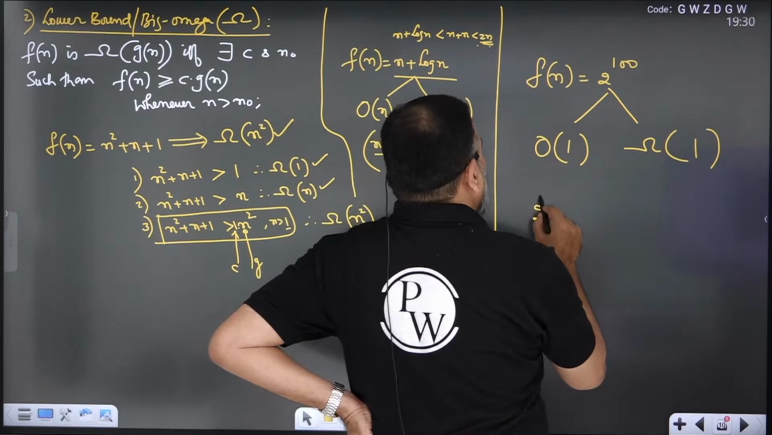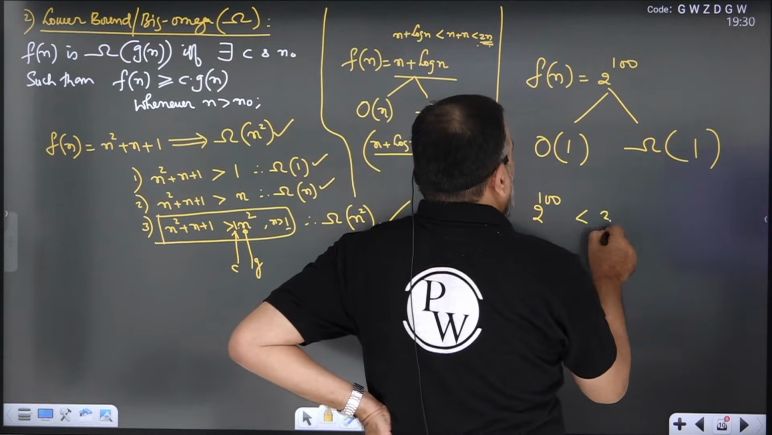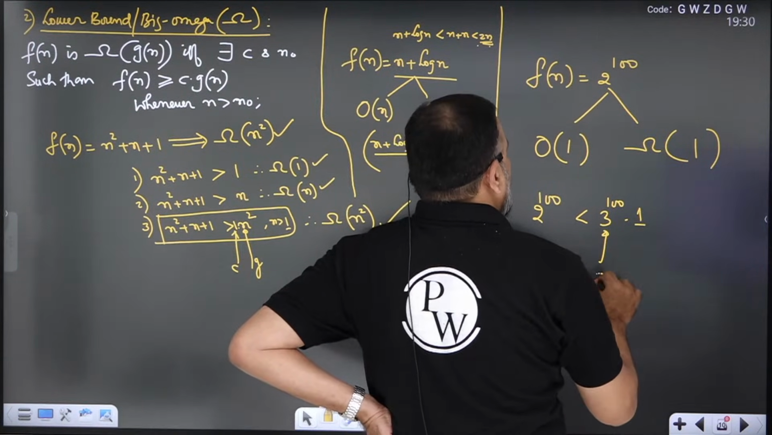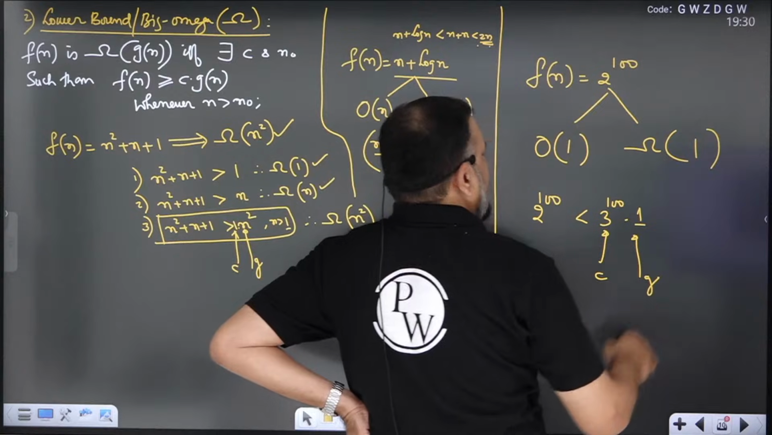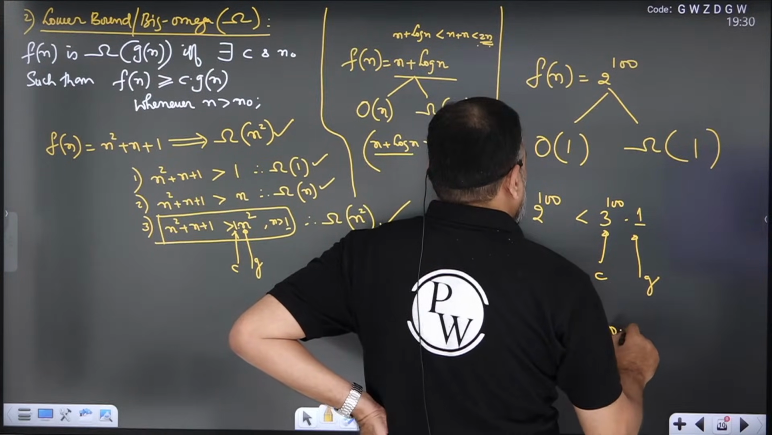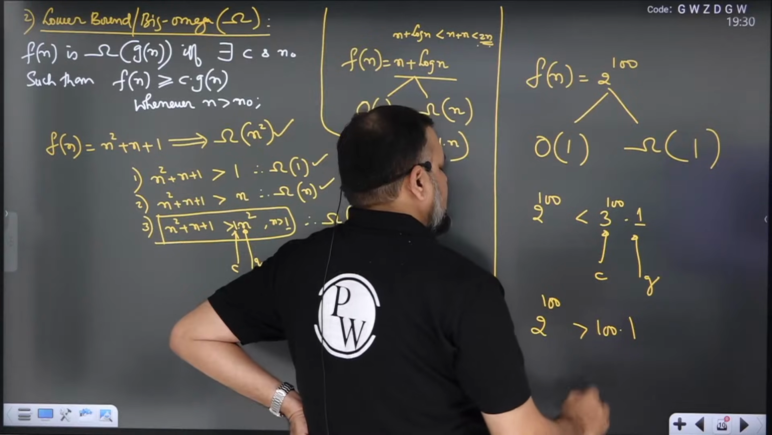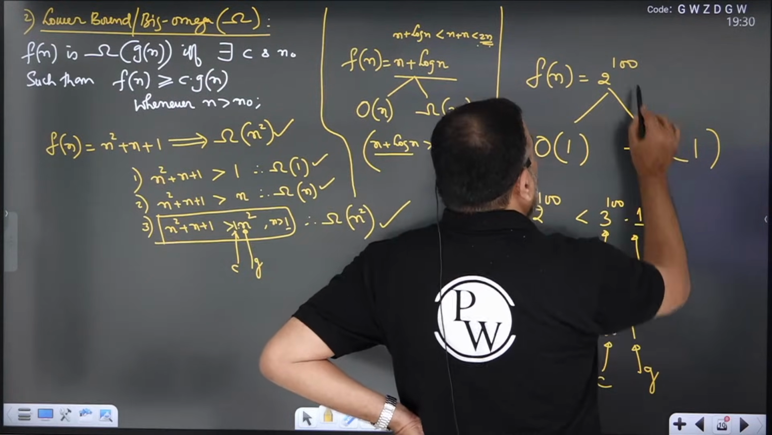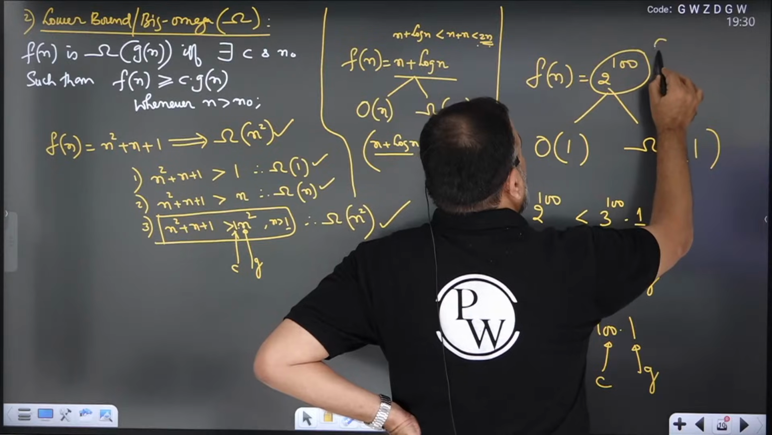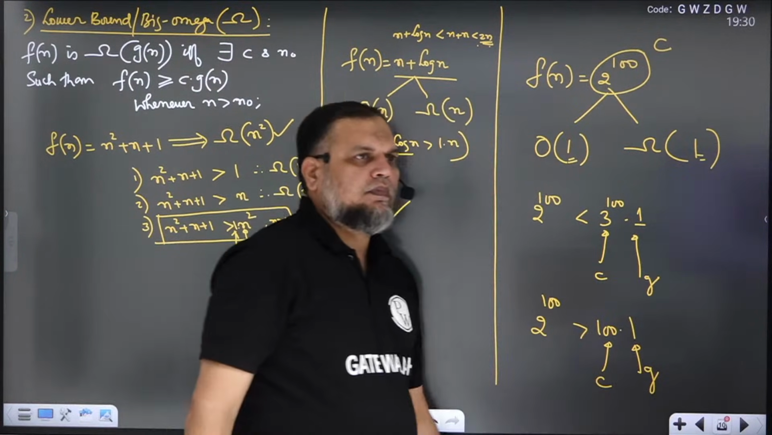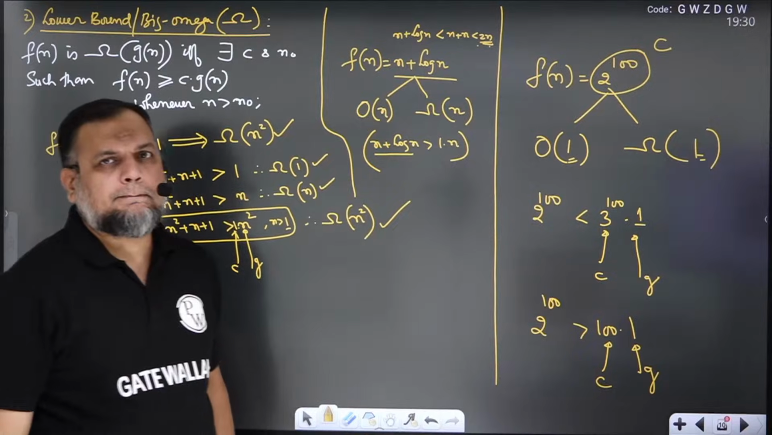कैसे? 2 power 100 will be definitely less than another function 3 power 100 into 1. So this is my constant c, this is my function g. And likewise I can say 2 power 100 is definitely greater than 100 into 1. So this is my constant c, this is my function g. Therefore it is order of 1. Implies that any constant c is always order of 1. Remember this. Any constant c is order of 1.